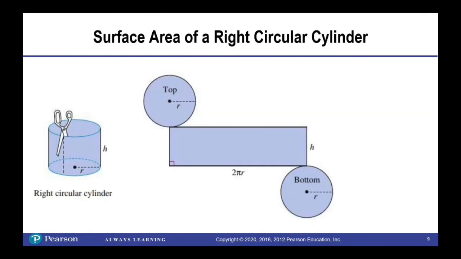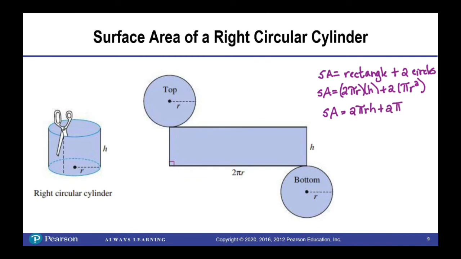Now, let's think about the surface area of a right circular cylinder. I can think about taking that cylinder and cutting down the side of the cylinder and opening it up. Notice here that I have a rectangle and I have 2 circles. The formula for the area of a rectangle is length times width. The length here is 2 pi r and the width is h. Now the formula for the area of a circle is pi r squared. So here's the formula for the surface area of a right circular cylinder.